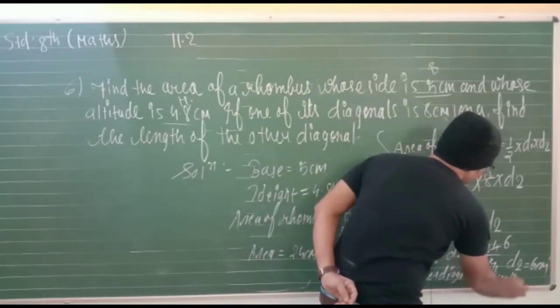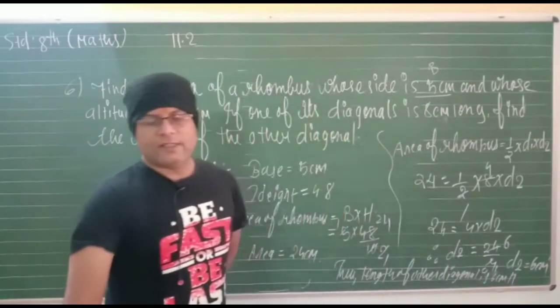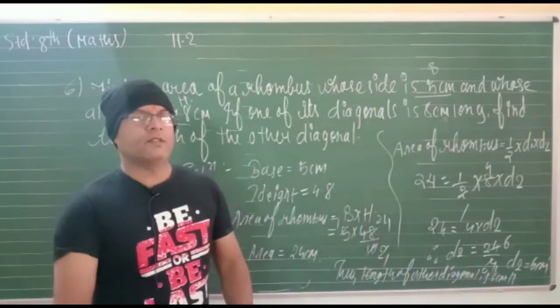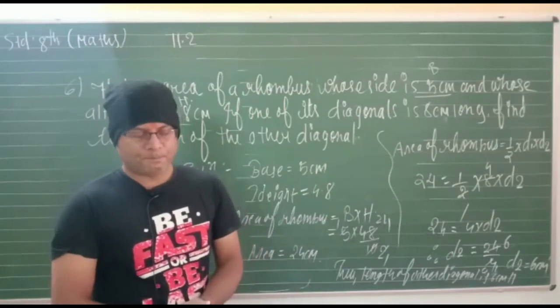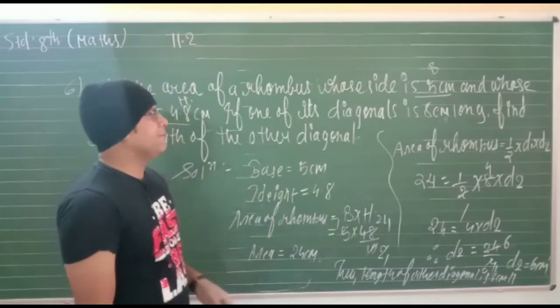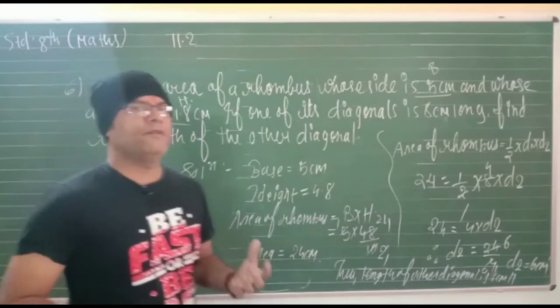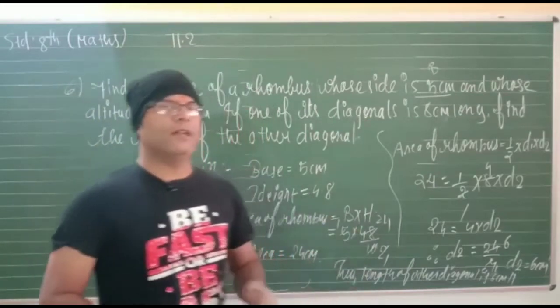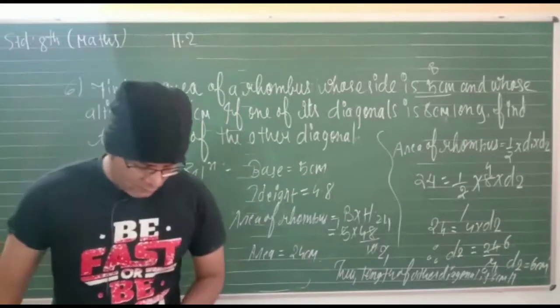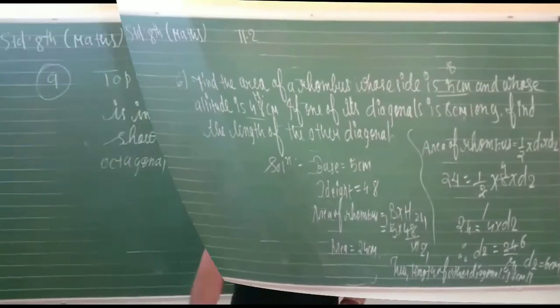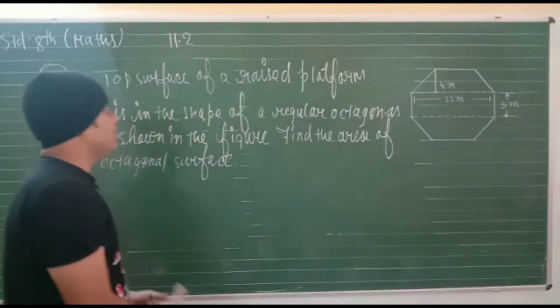So this is also like the previous sum where the perimeter was given, okay, and you found there the side. Here also same way, you can see that first of all we found area of rhombus, and with the help of that we found the length of other diagonal. Just take a look. And now the last sum of exercise 11.2.